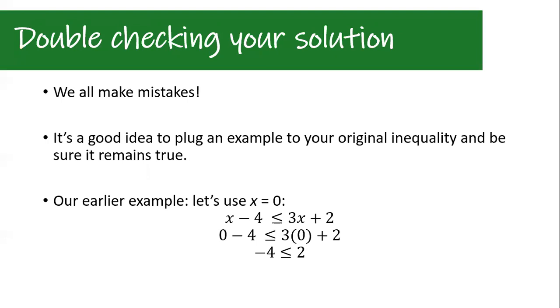If I can use 0 or 1, I always like to, because the math is usually simple with 0 or 1. So x equals 0 is greater than -3, so it should be true. So x minus 4 is less than or equal to 3x plus 2. When I plug 0 in there, I end up with the statement -4 is less than or equal to 2. Well, -4 is less than 2, so this is true. We're good to go.